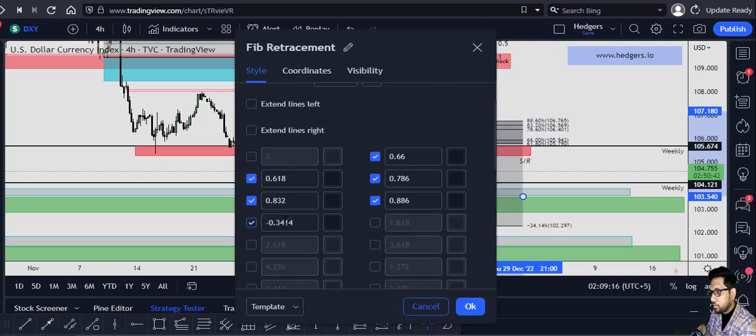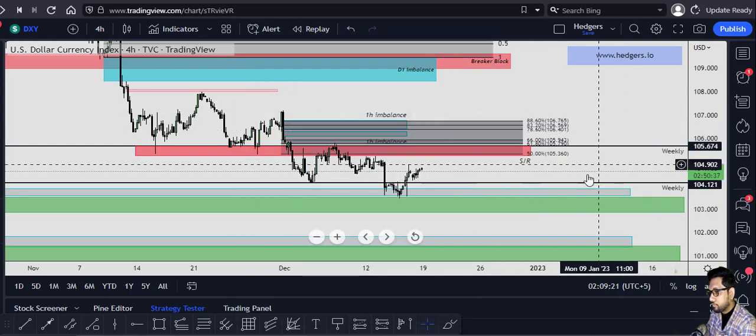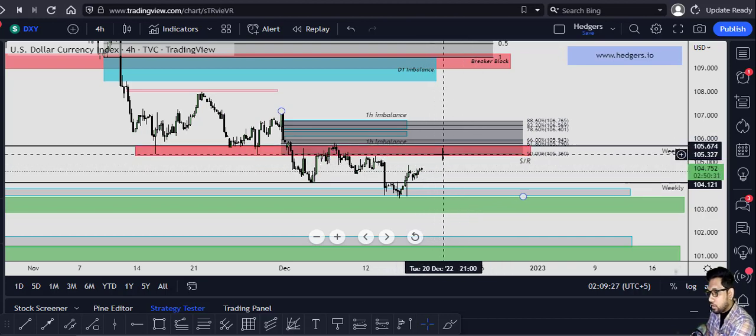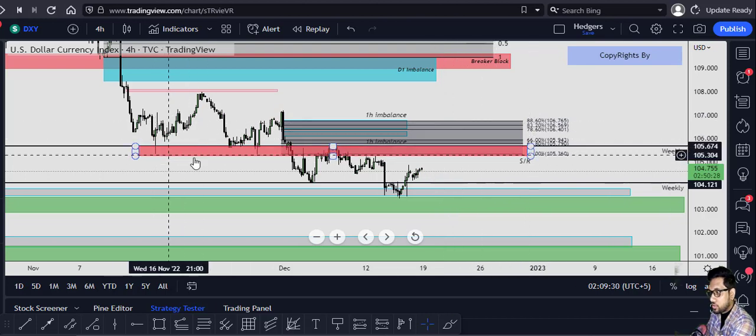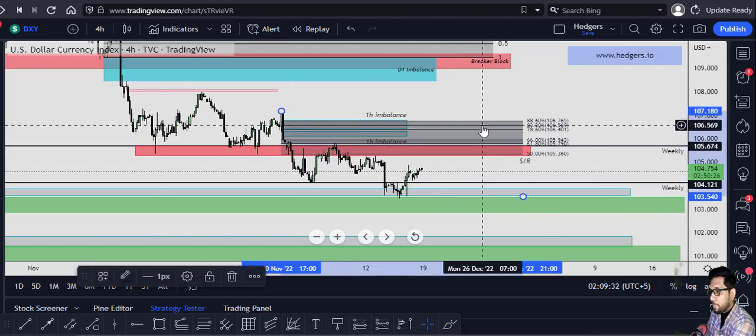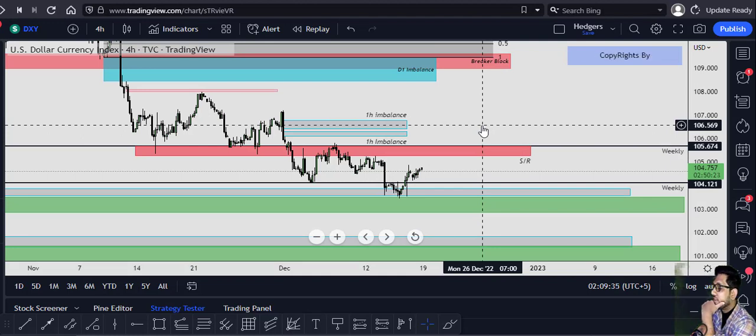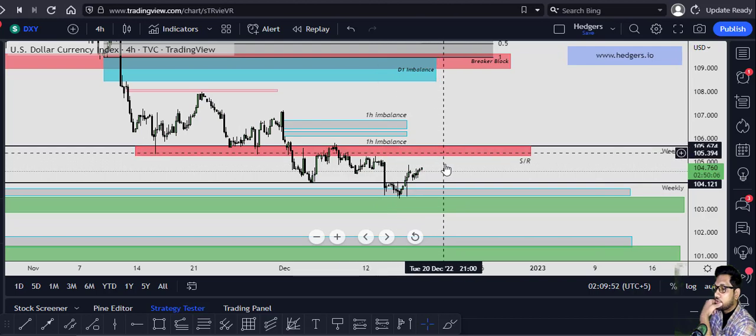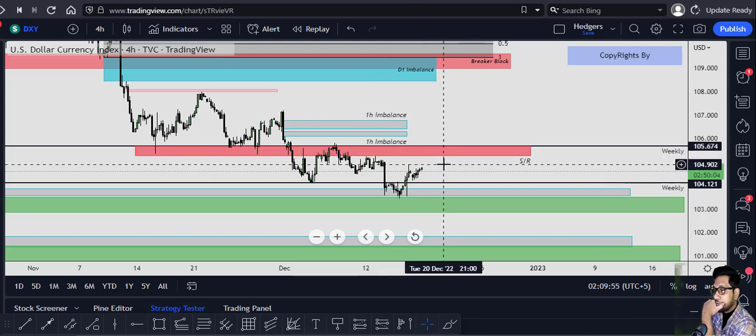If I enable this 0.5, let's see where it is. Yes, 0.5 is also aligned with this support and resistance area. So from a Fibonacci perspective, you can say there are high chances that the dollar index can reject and have some resistance from here until it flips into support.